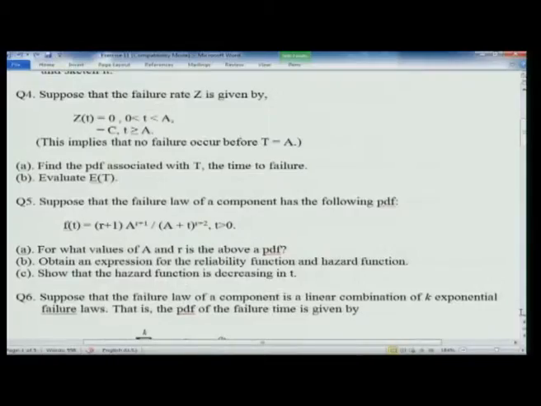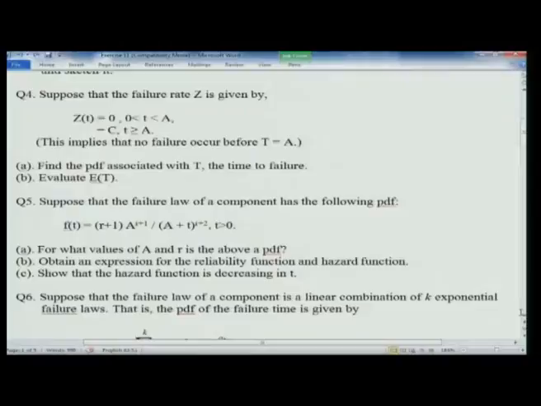Okay. Now, let us look at question 5. Suppose that the failure law of a component has the following PDF. So, f t is r plus 1 into a raised to r plus 1 divided by a plus t raised to r plus 2, t greater than 0. For what values of a and r is the above a PDF?